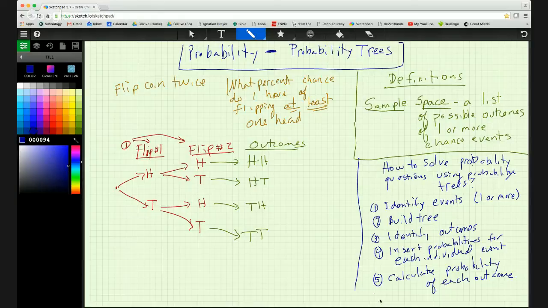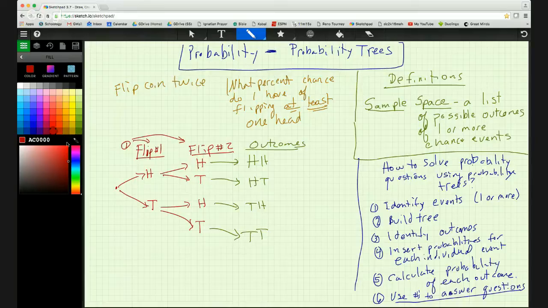You know what? Down here after number 5, we're going to use our numbers to answer questions. So after we build the tree and do all of the math, we actually have to answer the question. Number 6 is we're going to answer the question. We've got to make sure that we've done that.